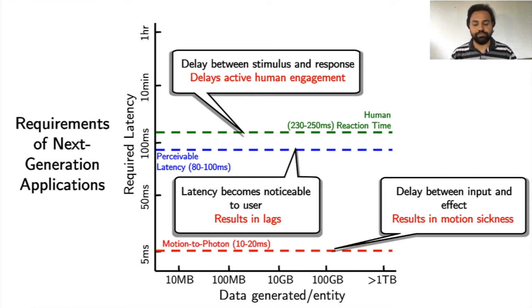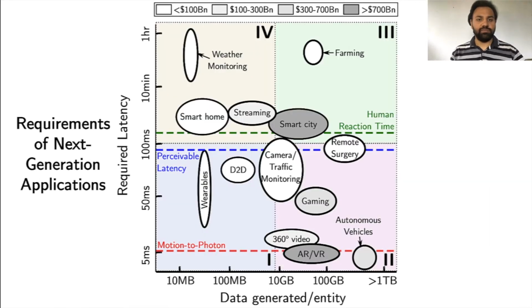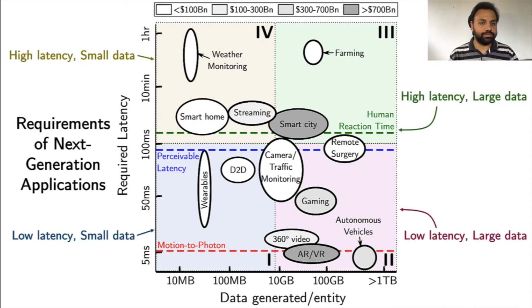It now becomes easy for us to place all the applications on this latency-bandwidth graph. The form and the orientation of the application represent its strictness towards the latency and the bandwidth constraints. The application's color denotes its expected market share by 2025 in US dollars. Based on the similarities, the applications can be broadly divided into 4 quadrants.